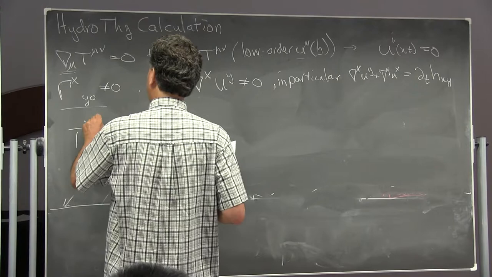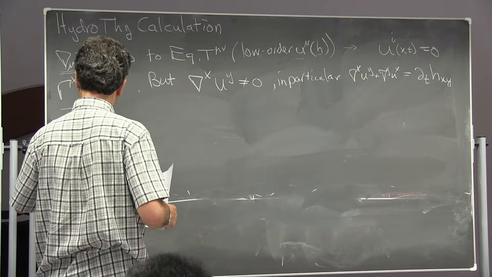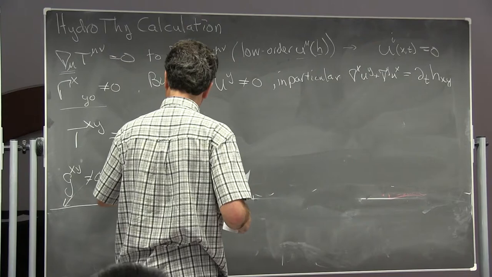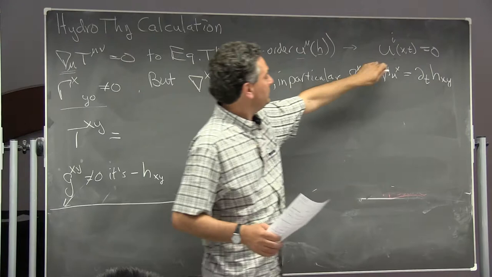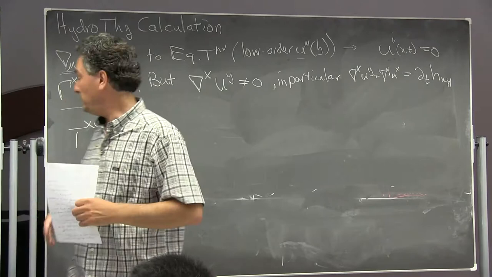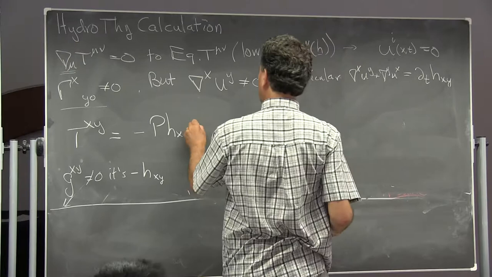And that means that TXY is expected, well, from here, I expect it to be, this is interesting. G upper XY is not zero. It's minus h lower xy. Okay. So I will get a contribution from here. I will not from here because u has no spatial components, but G has off-diagonal components. And so TXY is minus P HXY, and then from there, minus eta time derivative of HXY.